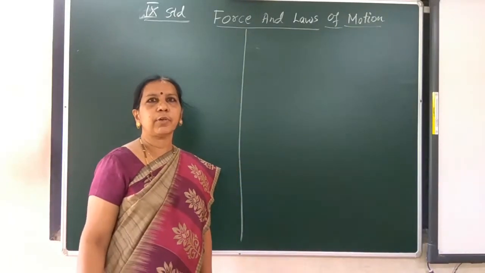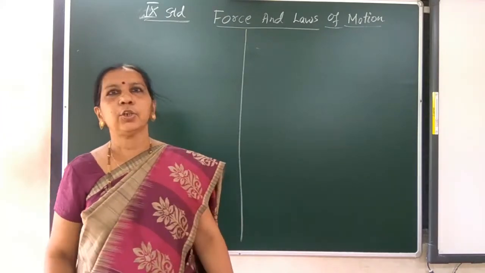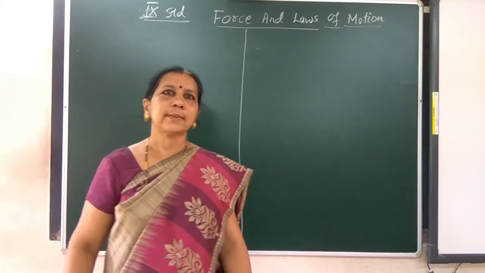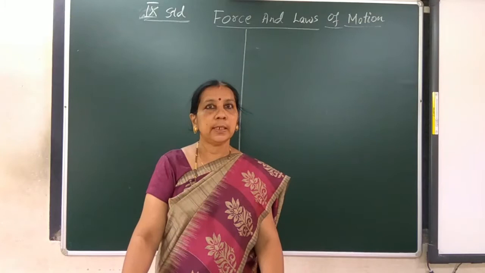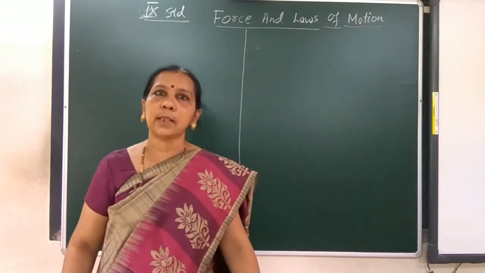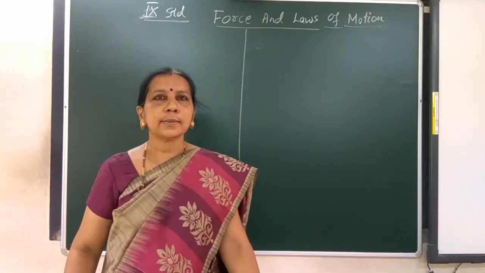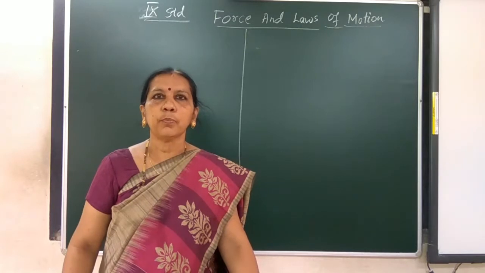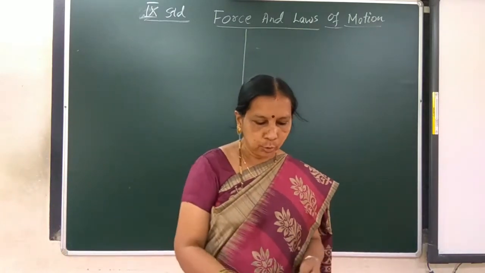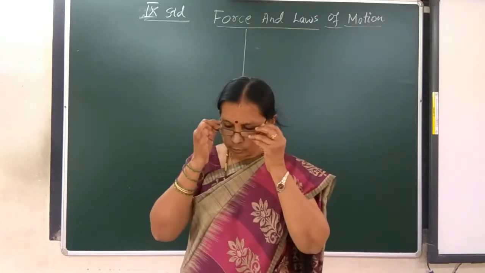In the last class we were discussing Newton's second law of motion, and you have also learnt the mathematical formulation of Newton's second law of motion. F is equal to ma. Here a is nothing but v minus u by t. So now let us try to work out the examples, the problems given in the textbook. You copy the problems from the textbook. Let us work out the problems.